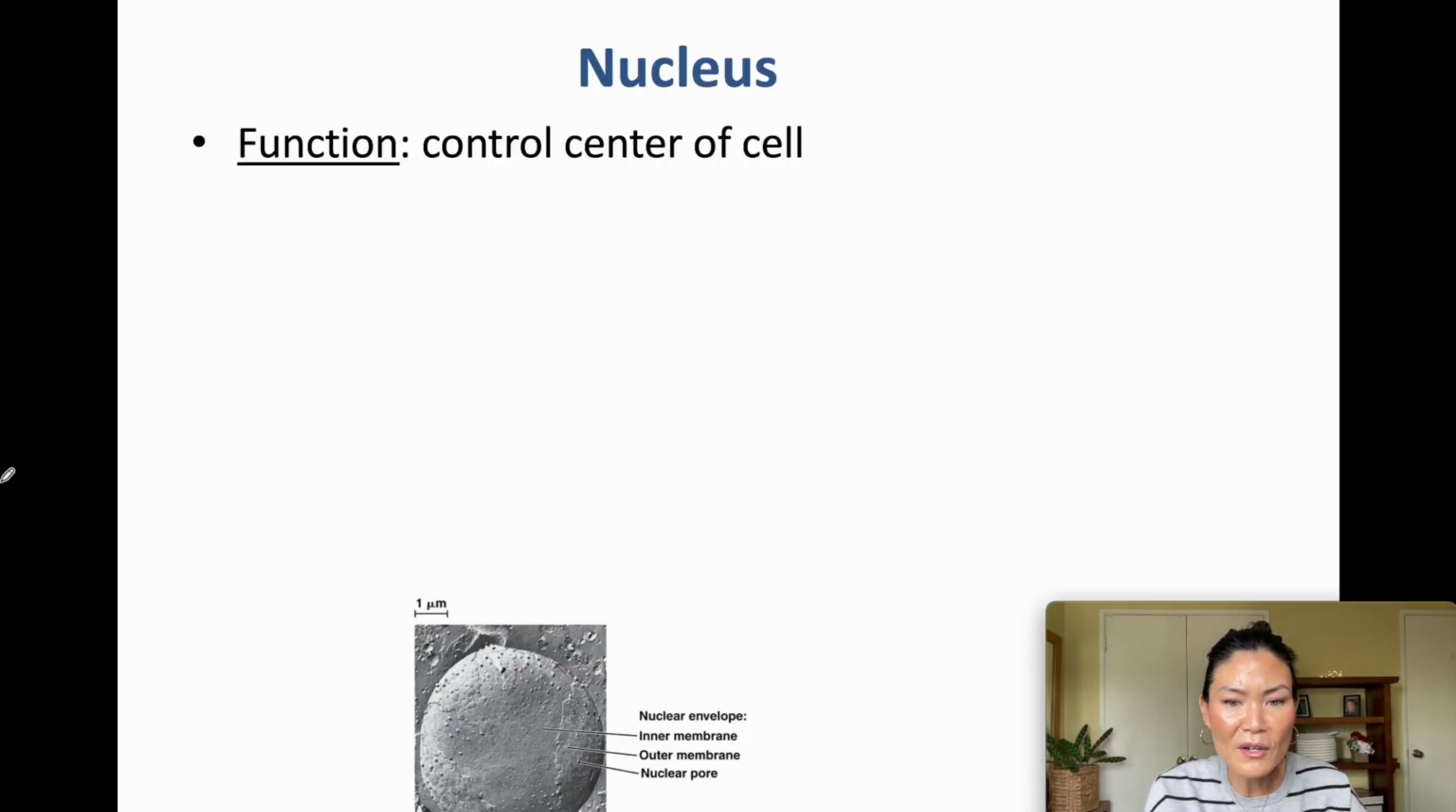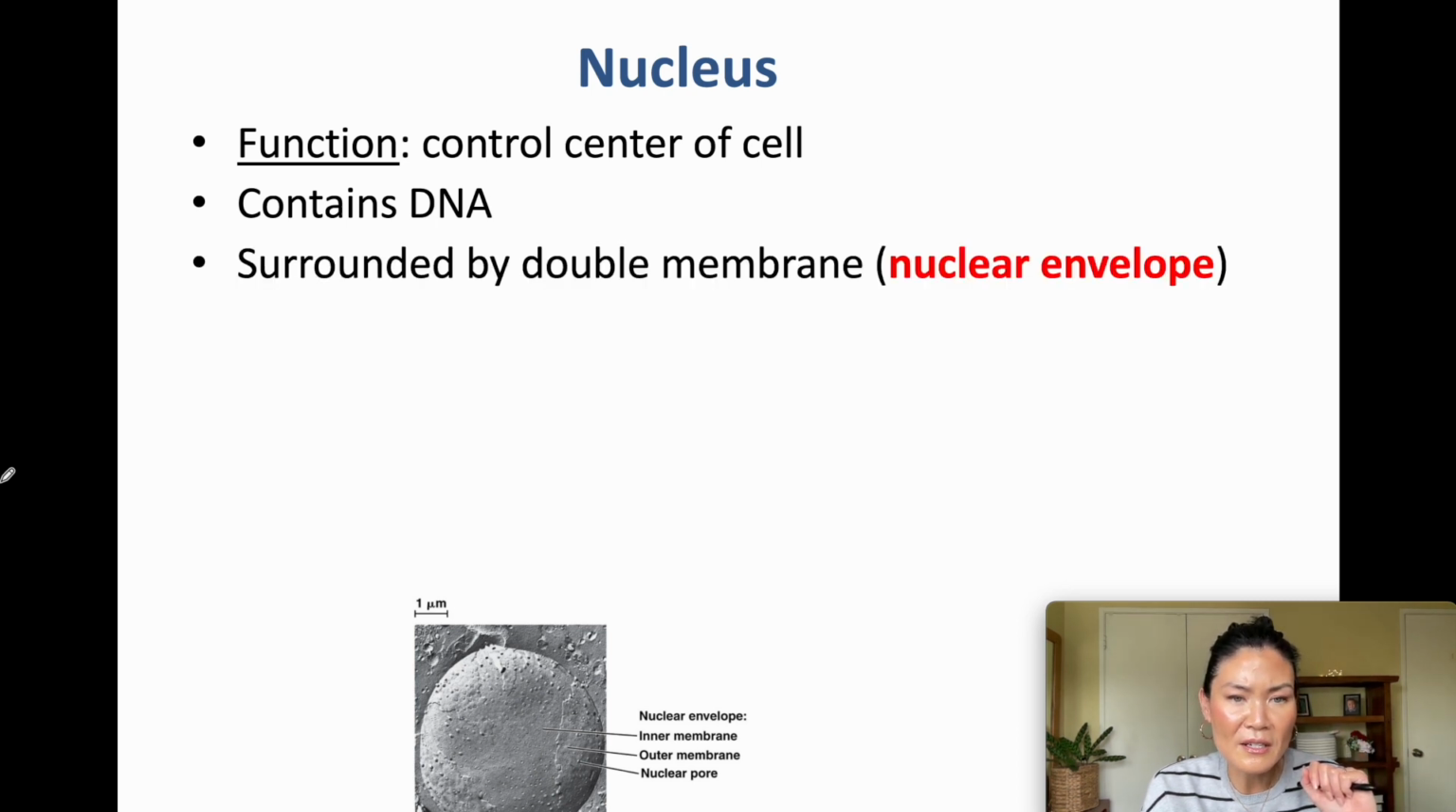Okay, now let's move on to the organelles found in eukaryotes. The nucleus, right? Its function is to hold the DNA, okay? That's where the DNA is kept, and it's called the control center of the cell because the DNA has genes, and genes are going to code for proteins, and it's the proteins that do the work in the cell. So in a sense, it's like the control center of the cell.